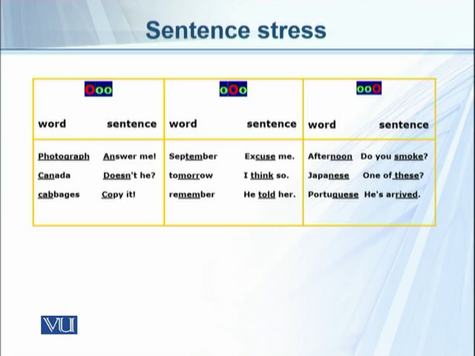Similarly, we can have one unstressed, one stressed pattern, and we can have a sentence on the same pattern. For example, we have the word September. Here, the second syllable is stressed, and we have the sentence, excuse me, where the second syllable is stressed. So, they have the same pattern. Tomorrow, the second syllable is stressed. I think so. So, think is stressed. Similarly, sometimes the stress goes to the third syllable in the word, like afternoon, Japanese, Portuguese. And similarly, in sentences, we have the last syllable or the last word as stressed. Do you smoke? One of these. He's arrived, right? Arrived is the stressed syllable.